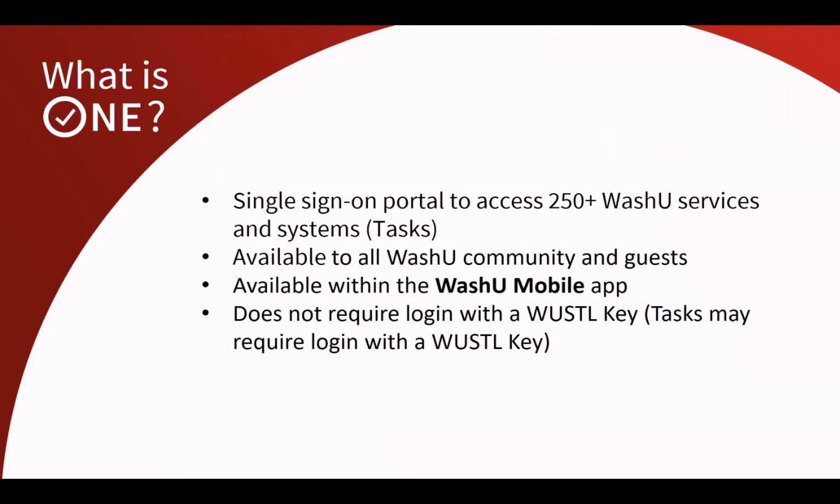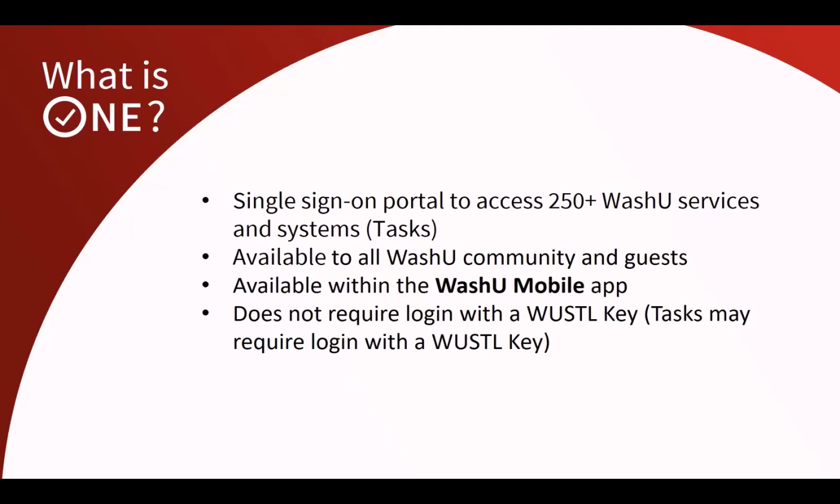ONE.WUSTL is a single sign-on portal to access hundreds of university services and systems. In ONE, these services and systems are called tasks, as you will see during the demo. The portal is free to the entire WashU community, to guests, and to the general public. And it's available through the WashU mobile app that you can download in the iOS App Store and also Google Play. ONE does not require login with a WUSTL key for access. So if you have family members or guests visiting you on campus, for example, they can launch the interactive campus map, or they can access dining service menus across campus without logging into ONE.